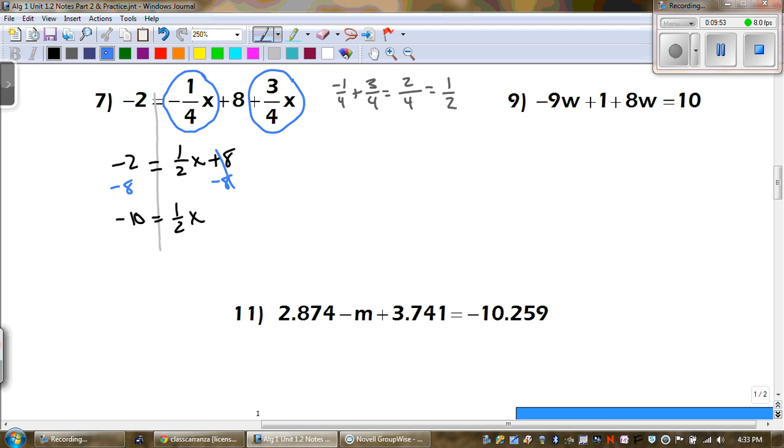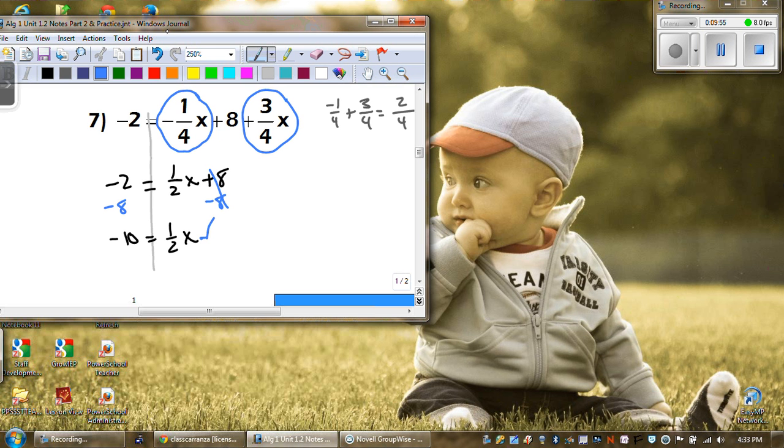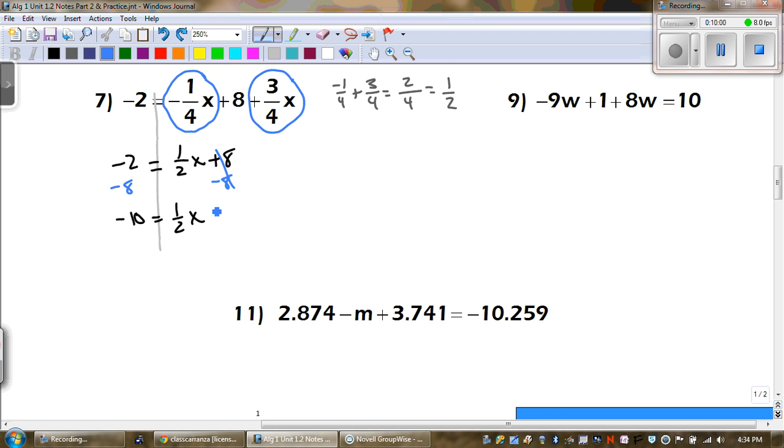And then to get the x by itself, we have to multiply by the reciprocal. So I'm going to multiply by 2 over 1. And multiplying by 2 over 1 is the same thing as multiplying by 2. So we get negative 20 equaling x.